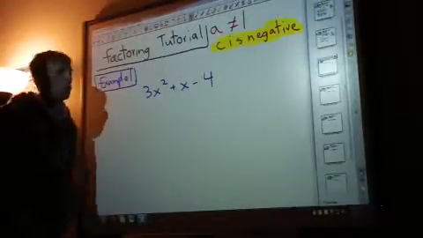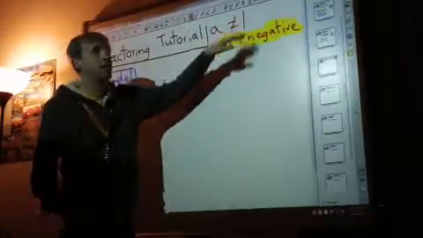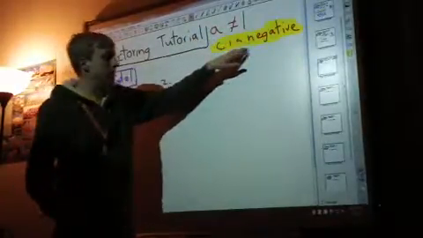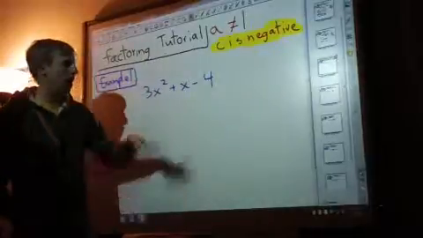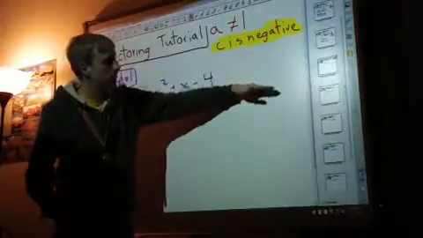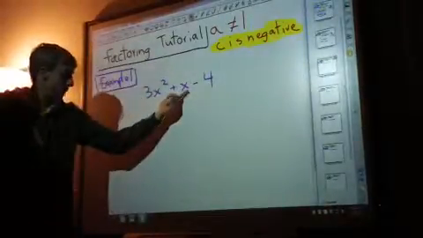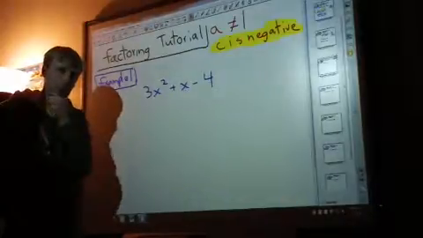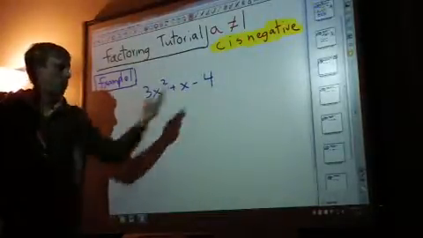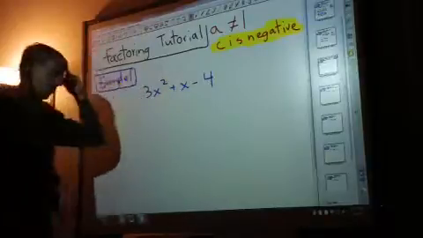The first video we looked at, A was not 1. Now we're going to look at A is not 1 and C is negative. Same steps apply where we set up the number here, set up all the factors, find a pair that matches the middle, and we go from there with group factoring. There's a little difference though because of the negative for the C value.